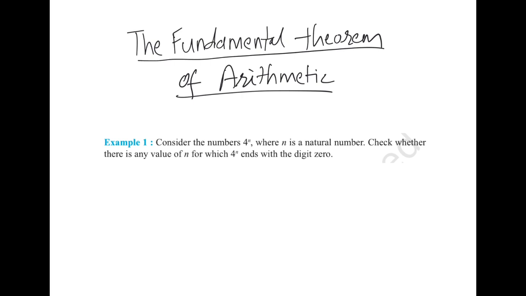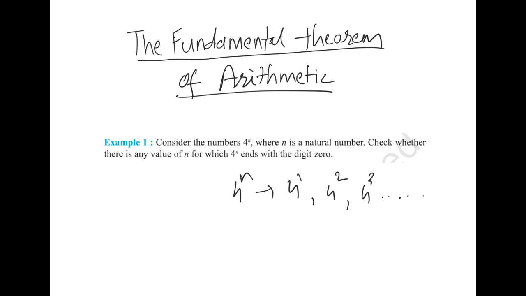In this example, it is saying that consider the numbers 4 raised to n, where n is a natural number. Check whether there is any value of n for which 4 raised to n ends with the digit 0. One way of doing it is to write all the possible numbers 4 raised to n, like 4 raised to 1, 4 raised to 2, 4 raised to 3, and so on. But we see that there are infinite such numbers, and we can't go on expanding each number and then checking whether it is ending with 0 or not, right? That is not possible. So this is where the fundamental theorem of arithmetic comes into light.